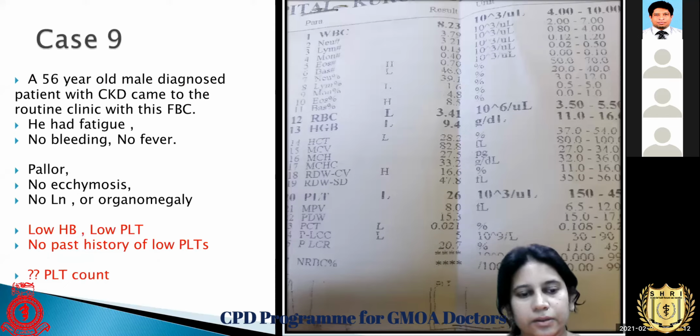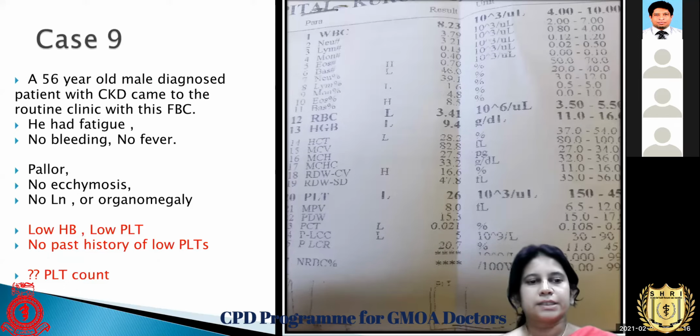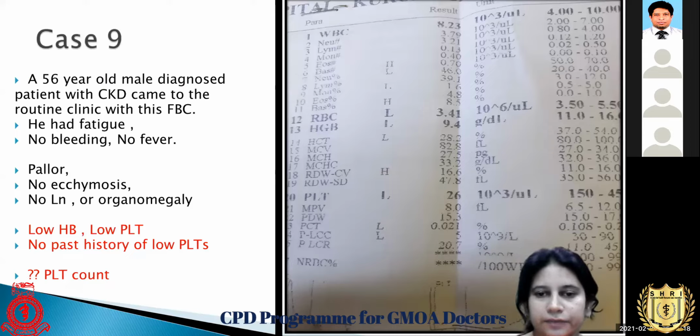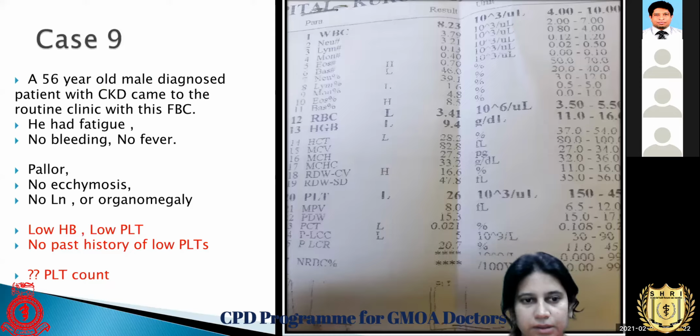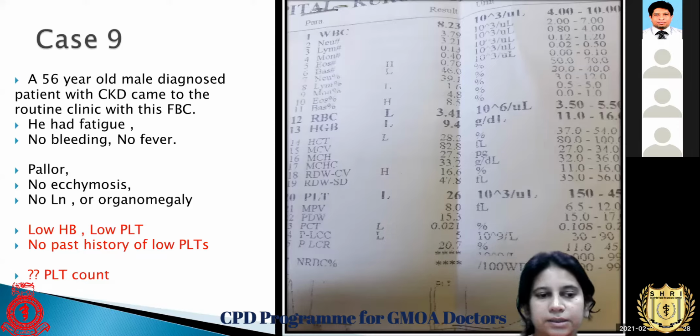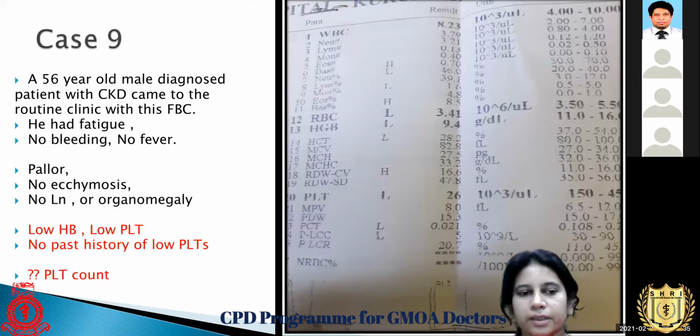Okay, again we are talking about platelets. Case number 9. A 56-year-old male, diagnosed patient with CKD, comes to your clinic with a full blood count. He had fatigue, no bleeding, no fever, pallor, no ecchymosis, no lymph nodes, no organomegaly. Basically, the patient comes to your routine clinic with pallor, but no other positive findings.